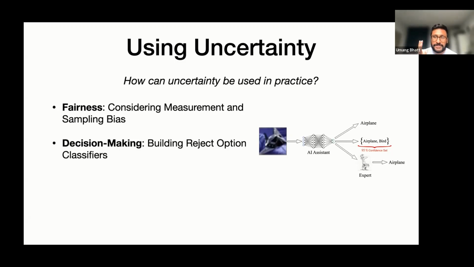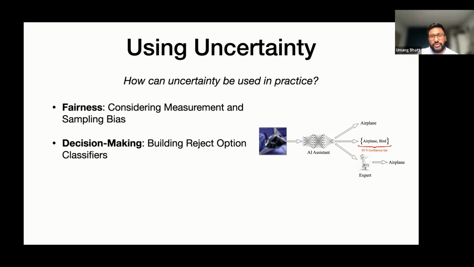One of my favorite uses of uncertainty is building what I call reject option classifiers. So instead of your assistant trying to predict if this is a bird or a plane, I might provide you with my top prediction, I might provide you with a set valued classifier, or I might very well just defer to an expert who can actually decide. And I'm using a threshold of uncertainty to decide when to defer, when to abstain from prediction.